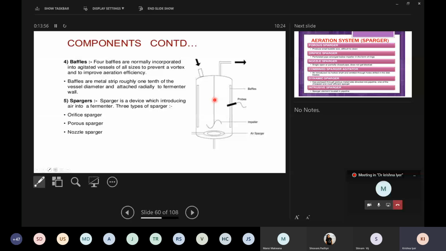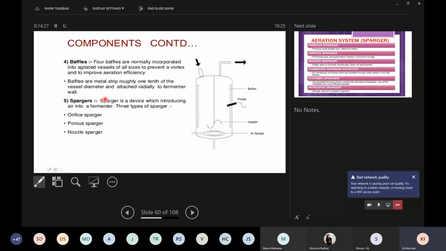Typically you will find anywhere from 2 to 4 baffles always on the side, and the idea is to reduce vortex formation and improve mixing efficiency. In terms of size, they are usually 1/10 of the vessel diameter and attached radially. Now, this is for agitation. For aeration, you use what are called spargers. Spargers are devices, as I said, to introduce air into the fermenter. And there are typically three types of spargers.